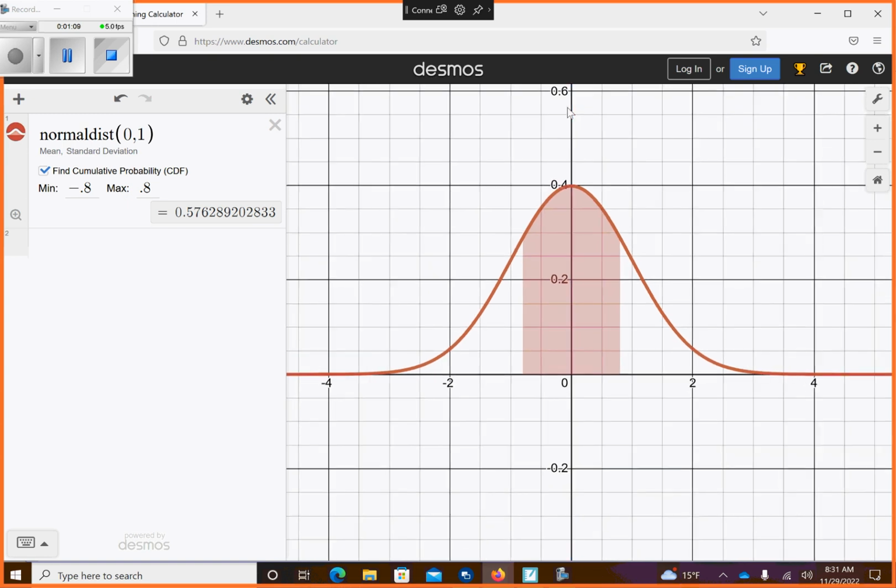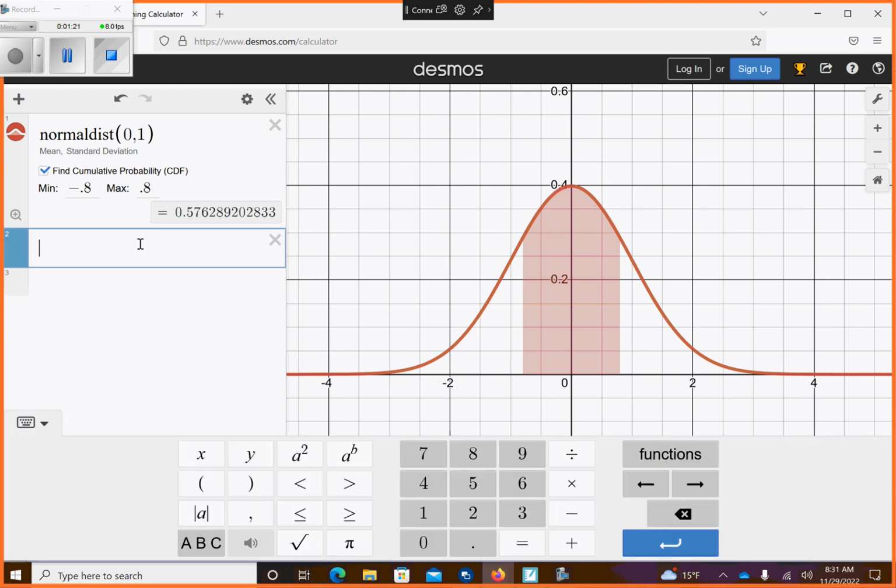Okay, so question number 4. So that 0.576 is what the area is. So what I would want to do is I would want on the next line down just do simple arithmetic, go 1 minus 0.576. So 0.424 is the area that's in either of the two tails.